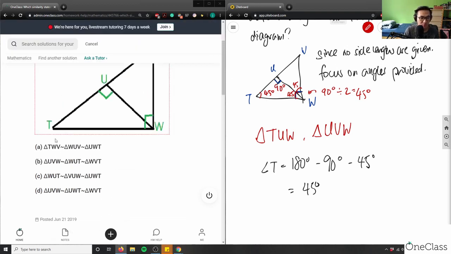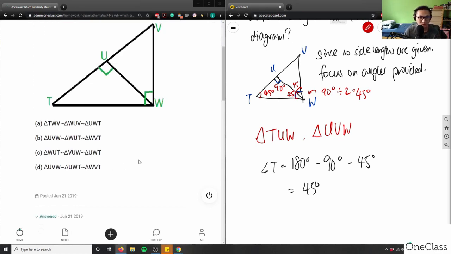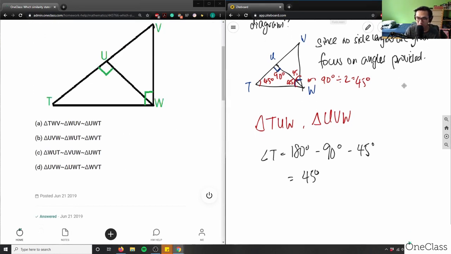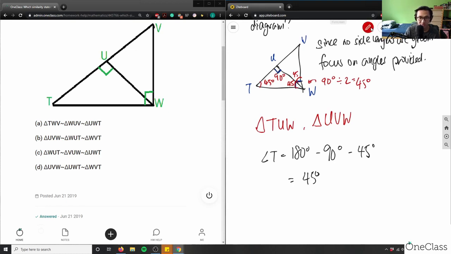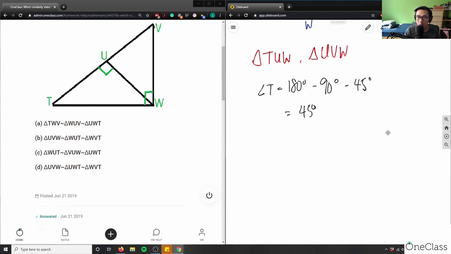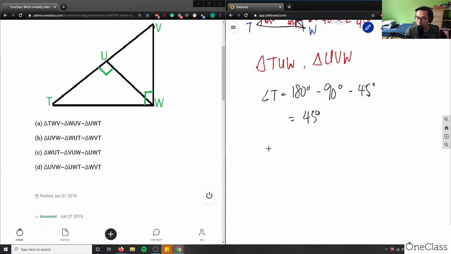Oh, so this is a multiple choice question. I lied. I thought it wasn't a multiple choice. Sorry. Okay, so maybe I'll readjust my thinking here. So let's look at the first one here. Actually, let me do this in blue. From A here, it says that triangle TWV is similar to triangle WUV, which is similar to triangle UVT.